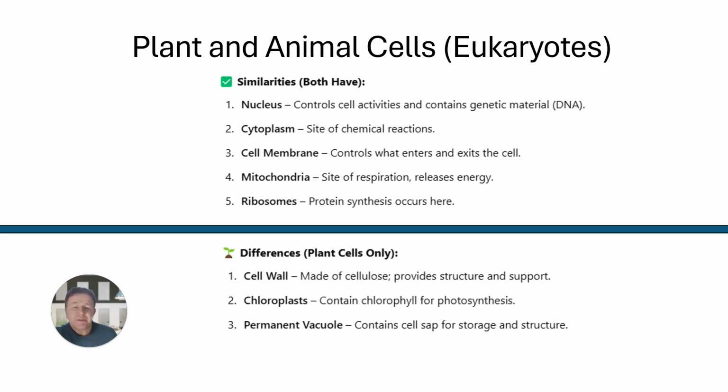In plant cells, you've got a cell wall that's made of cellulose and it gives it strength and structure and support. Chloroplasts, they contain chlorophyll for photosynthesis, and a permanent vacuole contains cell sap for storage and structure.